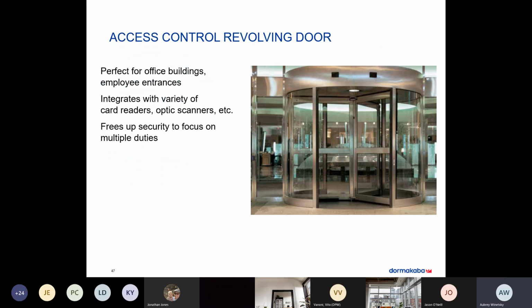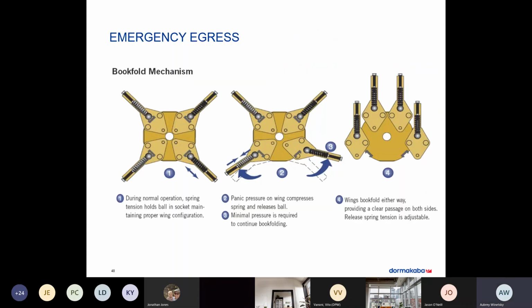As we mentioned before, they're perfect for office buildings. They can integrate, same type of thing with any door. You can integrate card readers, optic scanners, keypads, all of that good stuff. Just like any automatic door, you have to have egress. So the revolving doors use a book folding mechanism. So the wings inside the revolving door, they will fold in, allowing egress to go on either side around so that people can exit.